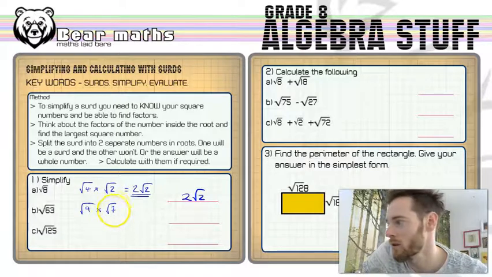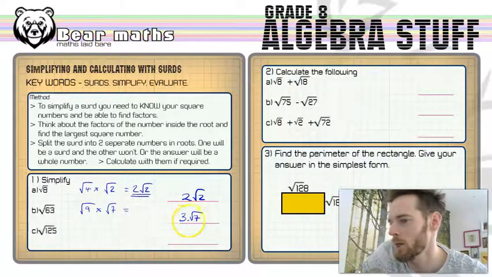That's a prime number inside a root, isn't it? It's not a square number, but 9 is a square number. And that's going to give us the answer of 3 root 7. Okay, and there we go.